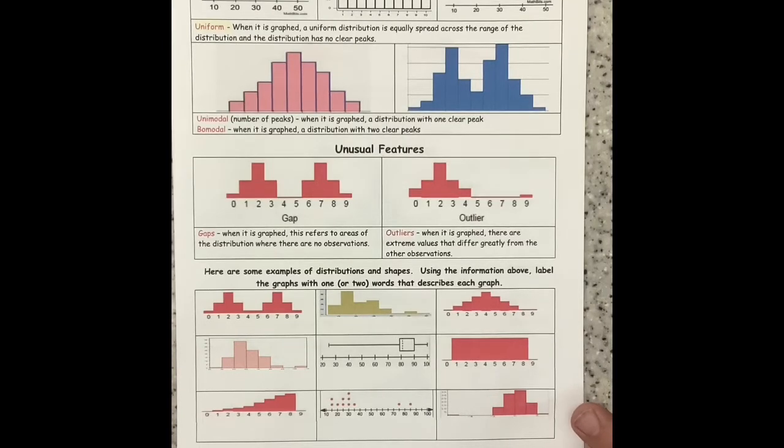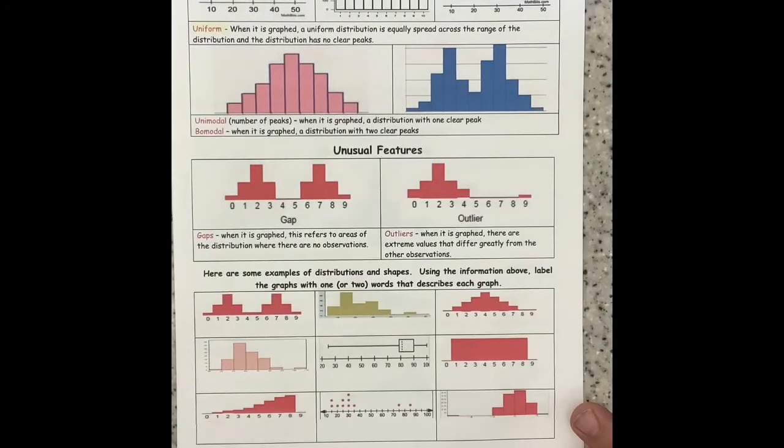Now notice this one has one mode. We call that unimodal. If it's symmetric and unimodal, then we call that a normal curve. Most of your data in real life is going to be unimodal, but you could have bimodal.